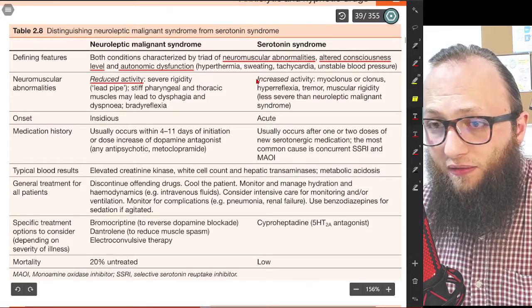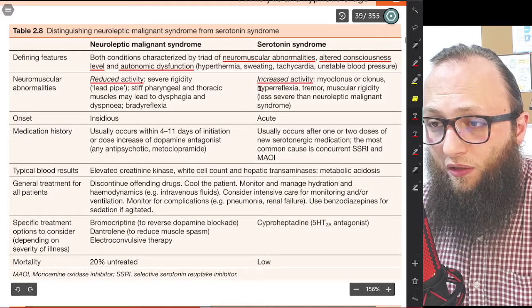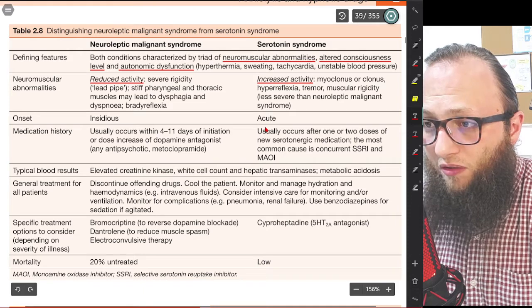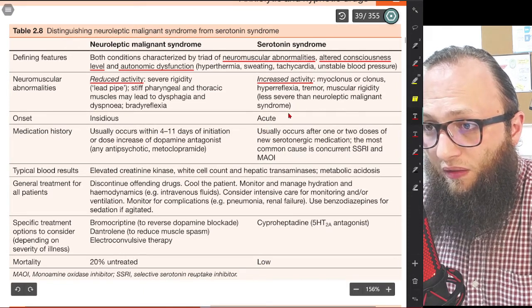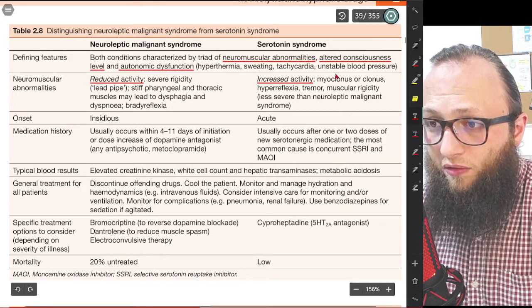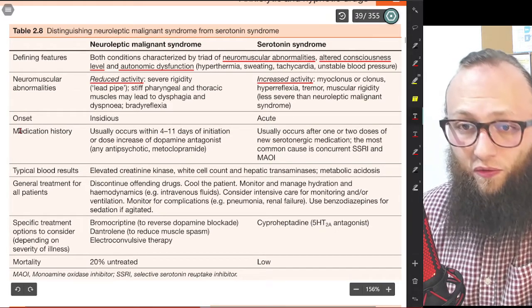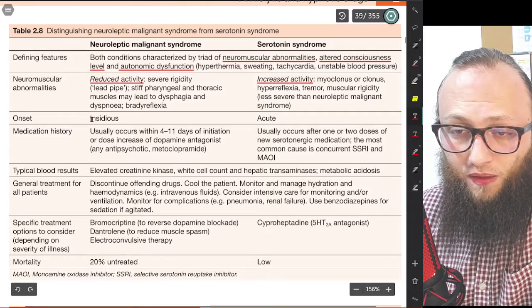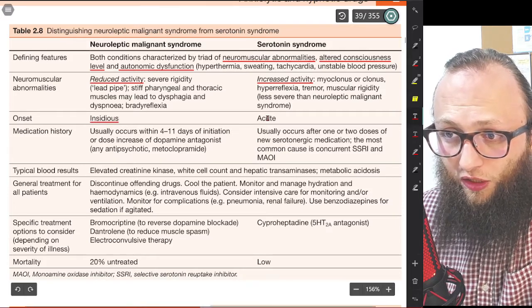On the other hand, the neuromuscular abnormality in serotonin syndrome would be increased activity: myoclonus or clonus, hyperreflexia, tremor, muscular rigidity, less severe than neuroleptic malignant syndrome. But yes, it is rigidity, but it's about clonus, tremors, hyperreflexia, and these things. What about onset? Neuroleptic malignant syndrome would be insidious, while serotonin syndrome is acute.